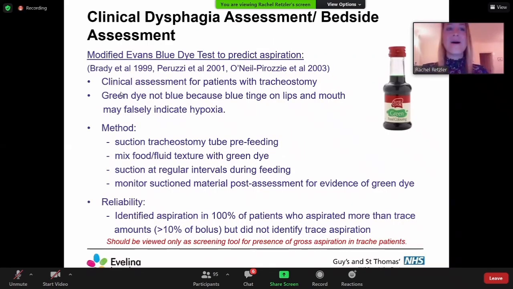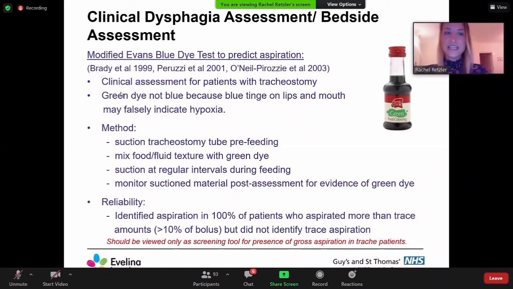Okay, to touch a little bit on this modified Evans blue dye test for aspiration. I think it's important to start off with saying that we only use this as a supplemental tool to our clinical assessment because of poor reliability, and there are factors to consider on whether it's appropriate at all to use, which we'll go over. We use green dye in the pediatric population. And the reason for this, as you may have guessed, is we typically don't like our children to have blue lips. A blue tinge on the lips and mouth may falsely indicate hypoxia, and we don't want that. So green dye it is.